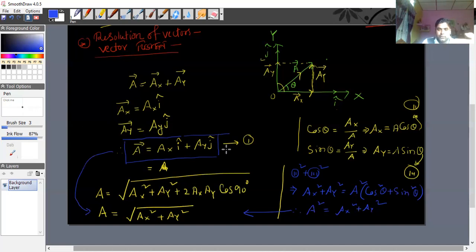So in this way we can divide any vector in the XY plane into two components along the x axis and the y axis. The x axis component is AX is equal to A cos theta and the y axis component is AY is equal to A sin theta. So we have to remember these three important things: the components, that means the component of vector A along the x axis as well as along the y axis, and the magnitude of vector A. So this is one of the most important topics.